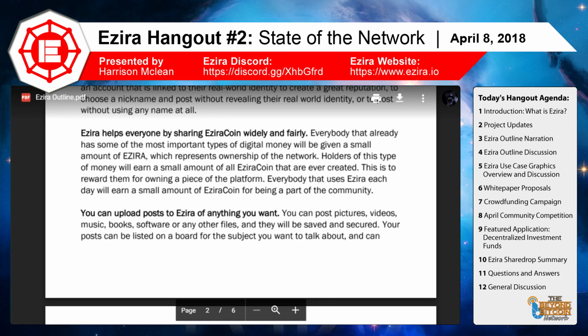Holders of this type of money will earn a small amount of all Ezira coin that are ever created. This is to reward them for owning a piece of the platform. Everybody that uses Ezira each day will earn a small amount of Ezira coin for being a valuable part of the community.